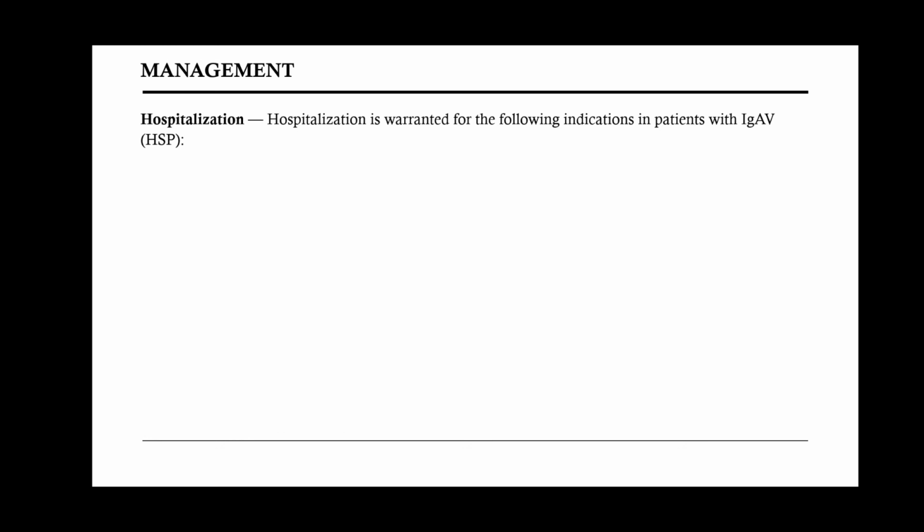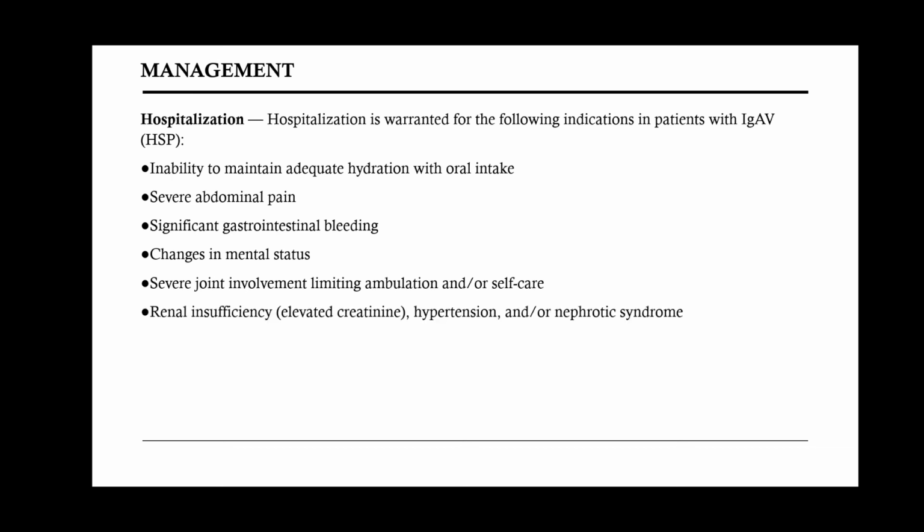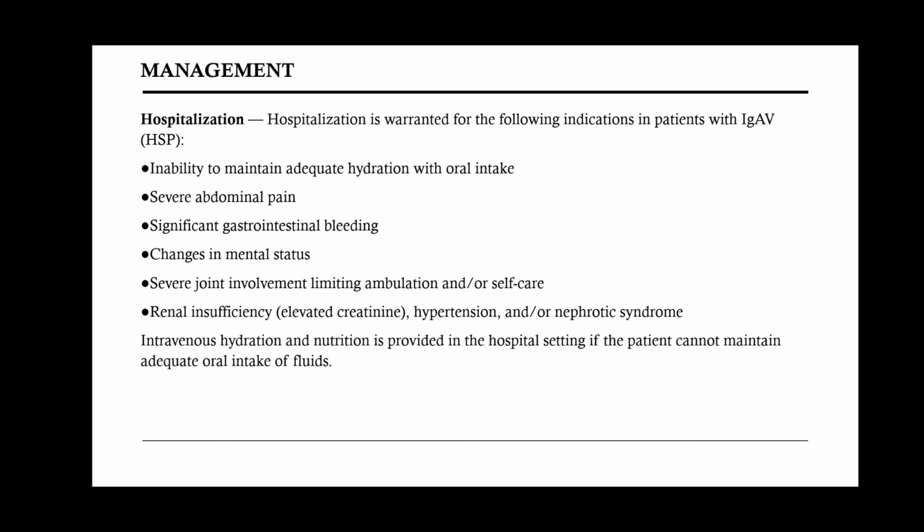Hospitalization is warranted for the following indications in patients with IgA vasculitis (HSP). The first one being inability to maintain adequate hydration with oral intake, severe abdominal pain, significant gastrointestinal bleeding, changes in mental status, severe joint involvement limiting ambulation and/or self-care, renal insufficiency, elevated creatinine, hypertension and/or nephrotic syndrome.